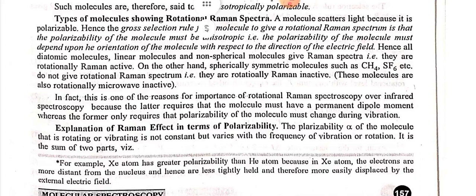Types of molecules showing rotational Raman spectra. A molecule scatters light because it is polarizable. Hence, the gross selection rule for a molecule to show a rotational Raman spectrum is that the polarizability of the molecule must be anisotropic. That is, the polarizability of a molecule must depend on the orientation of the molecule with respect to the direction of the electric field. Hence, all diatomic molecules, linear molecules, and non-spherical molecules give Raman spectra, that is, they are rotationally Raman active.